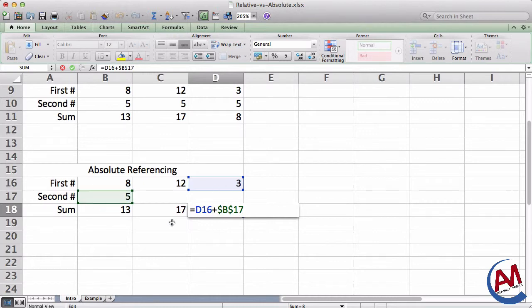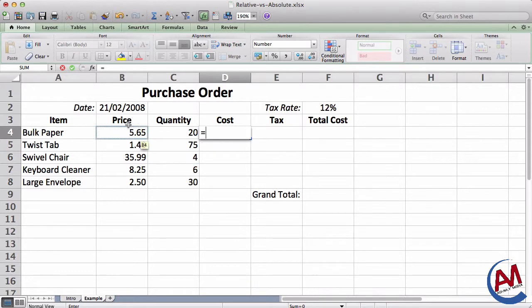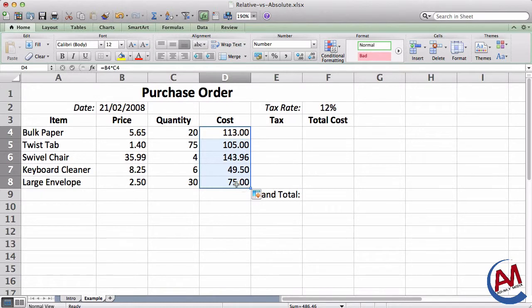And that's really important. As an example, let's say I bought some office equipment for my office, and I have a purchase order I want to find the total of. So I would first find the cost of each item, which I can do with a basic formula with relative referencing. So we can do the price times the quantity. And since each item has a different price and a different quantity, I can just copy it all the way down, and it'll just work.